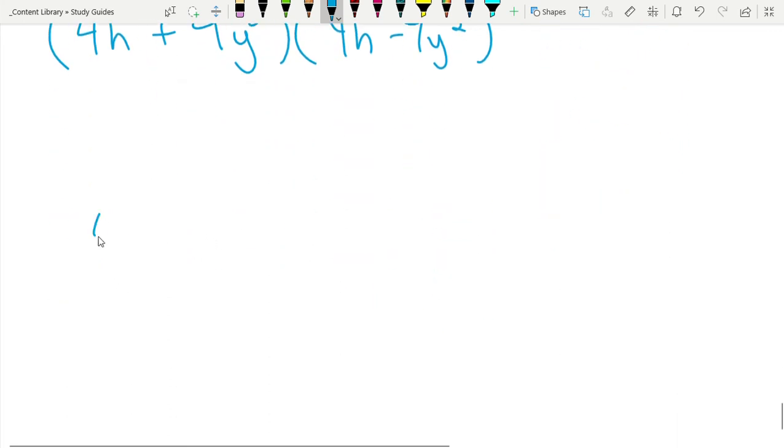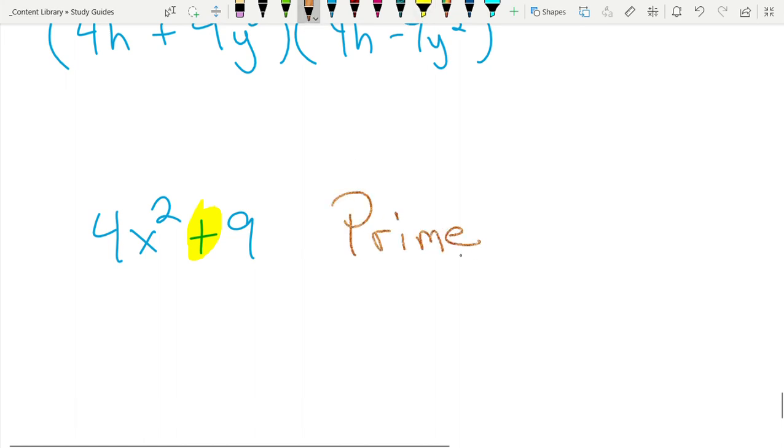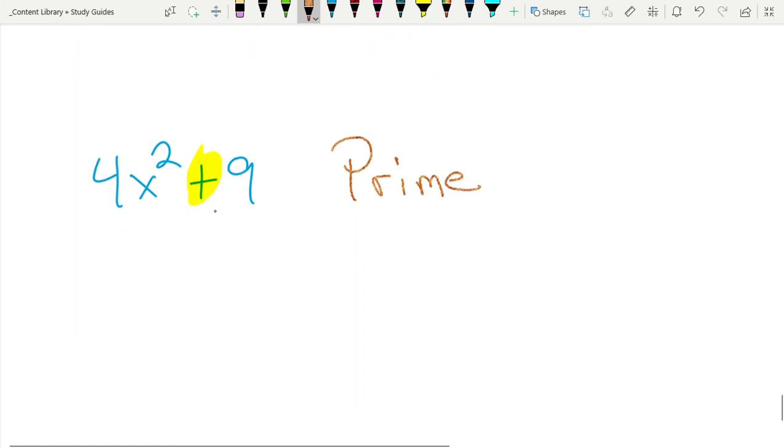On to 19, 4x squared plus 9. GCF, no. Factor by grouping, no. Diamonds, no. Difference of squares, we do not have. This is a sum. So this is prime. There is nothing we can use. But a lot of people think it's difference of squares, but if you look at it just regularly, you see it's a plus sign and not a minus sign.